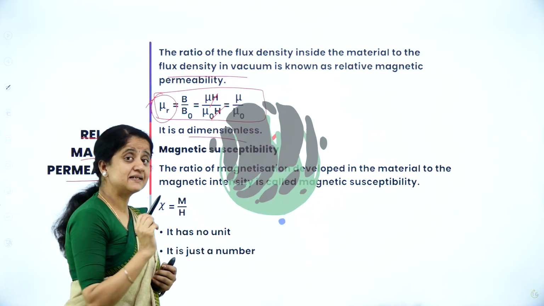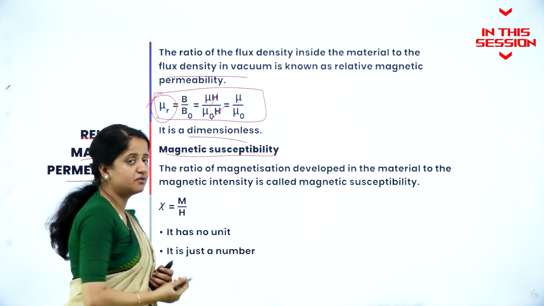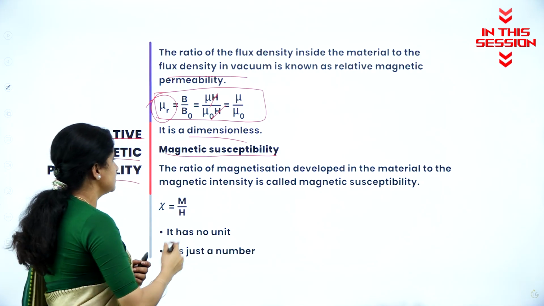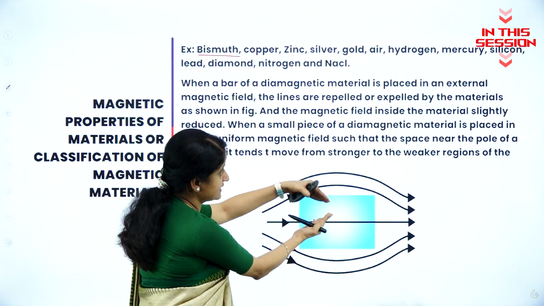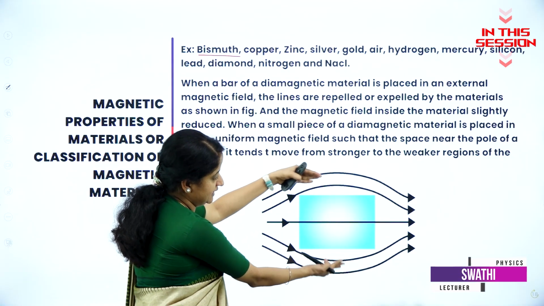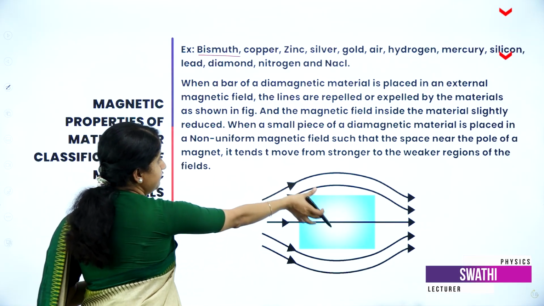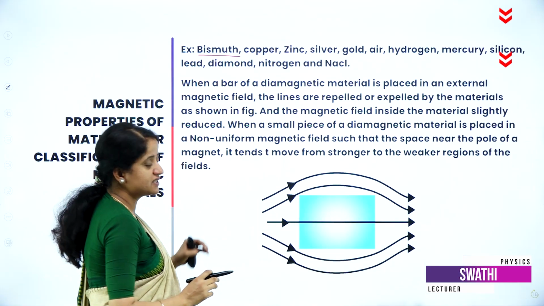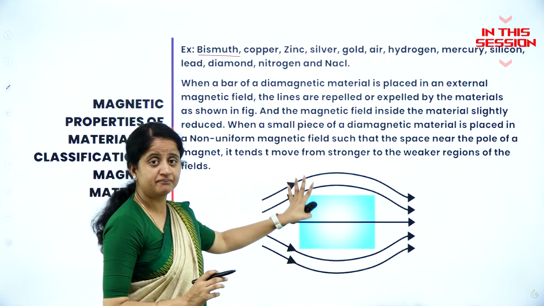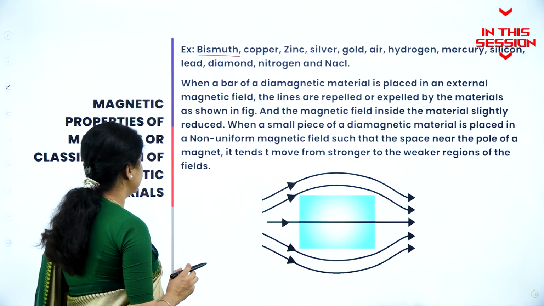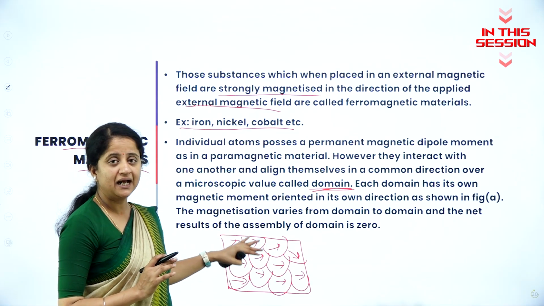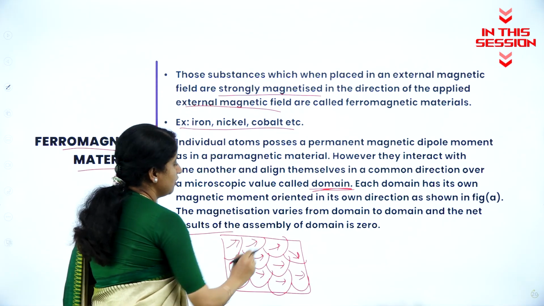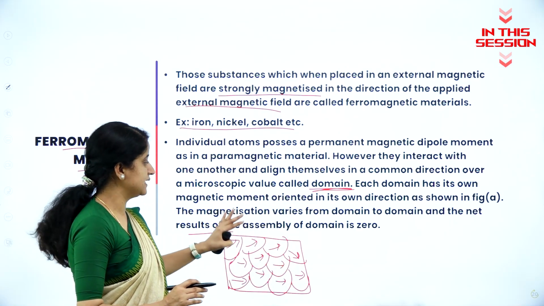What is magnetic susceptibility? Very important concept to understand. Magnetic susceptibility is denoted by a term called chi. We can observe here the magnetic field lines are repelled from each other. So we can observe the repulsion between the field lines when a bar of diamagnetic material is placed in an external magnetic field. But the magnetization varies from one domain to another domain, and the net result of the assembly of domain size is 0.